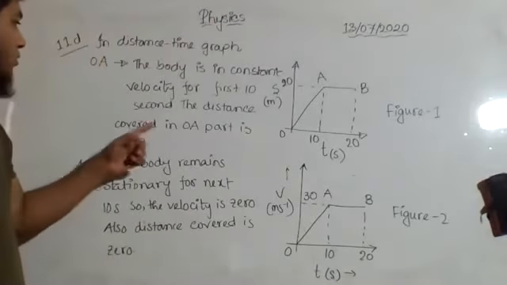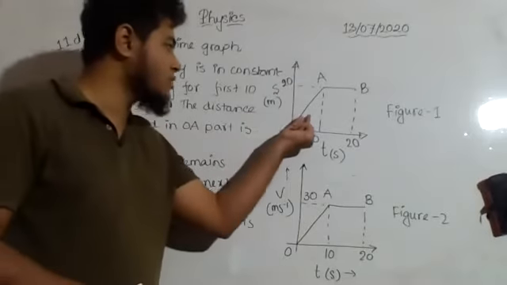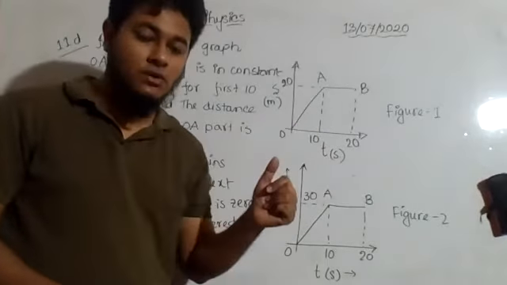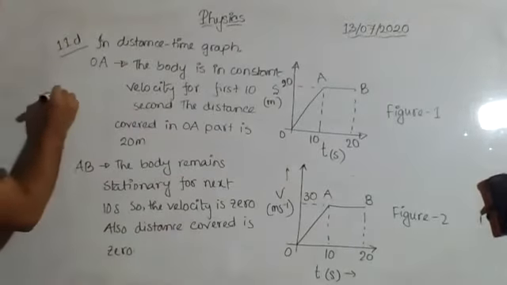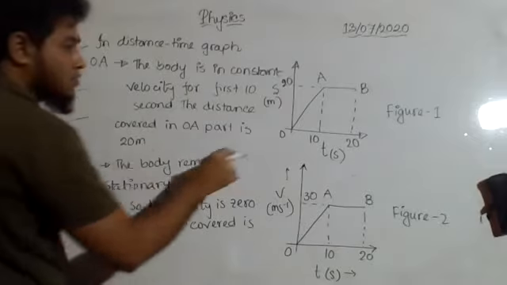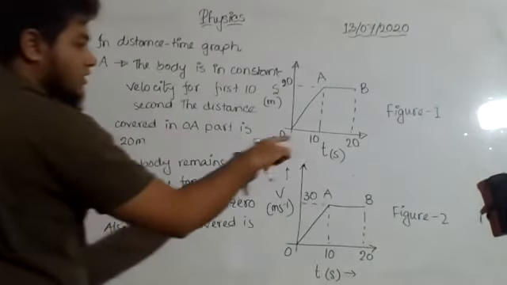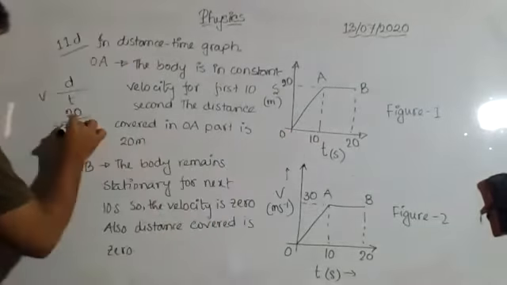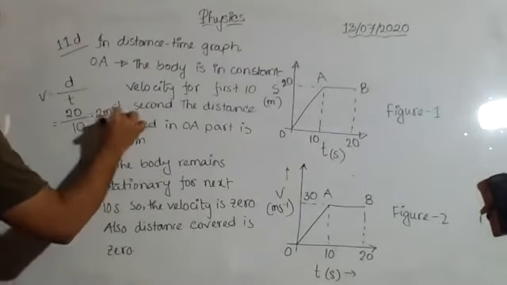Achha. One more thing actually we could have done here, that I just remember, we could have calculated the velocity here. Okay, what is the velocity? We know that v is equal to distance by time. Velocity is equal to distance by time. So what is the distance covered? 20. And what is the time taken? 10. So 2 meter per second.